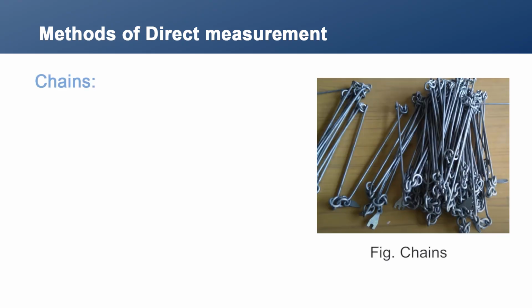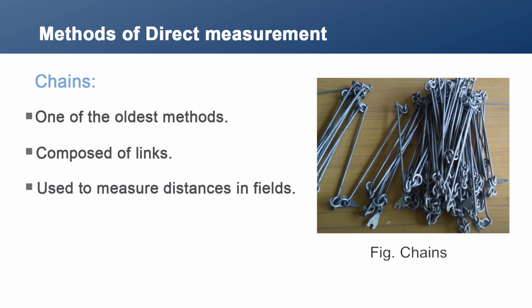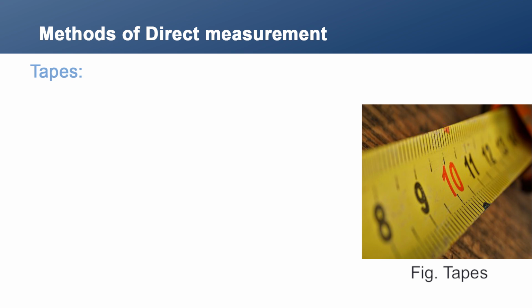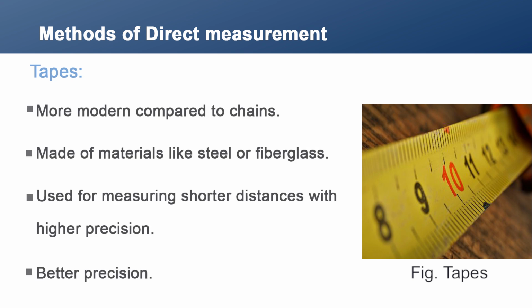So let us explore a bit more under the heading Methods of Direct Measurements. Here are the common ones. First come the chains. This is one of the oldest methods. Chains are composed of links and are used to measure distance in fields. Then we have tapes. These are modern methods and can be made of materials like steel or fiberglass. Tapes are used for measuring shorter distances with higher precision.